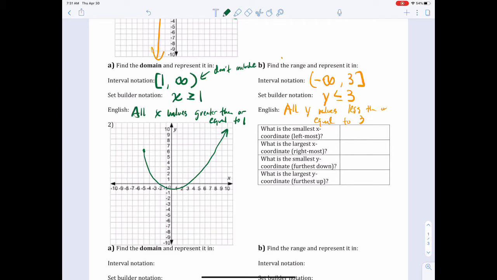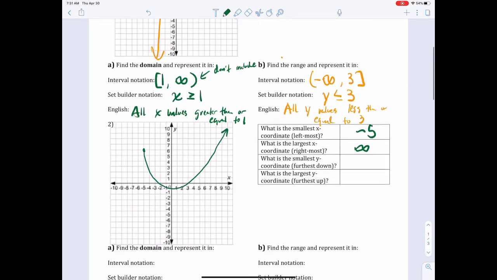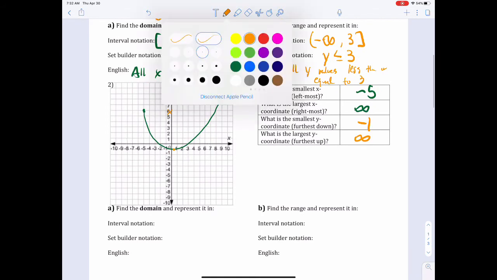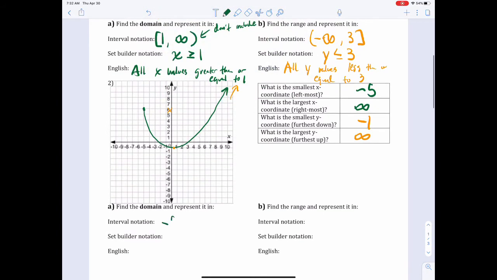Okay, so the smallest x-coordinate is going to be -5. The largest x-coordinate, the furthest to the right, is going to be positive infinity. The furthest down point on our graph is -1, occurs right about there. And our furthest up, it's not going to be 6, because the graph keeps extending upward. It's going to be infinity. Okay, so the domain for interval notation will be -5 to infinity.